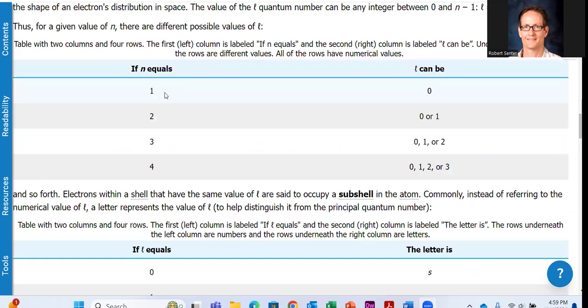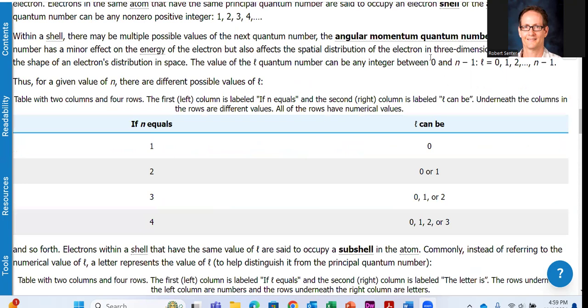The next thing is that L builds on top of it, and L starts at 0 and goes up to n minus 1 in integer steps. So 0, 1, 2, 3. And so what we see is that when n equals 1, we only have L equals 0. When n equals 2, 0 and 1, and so on.